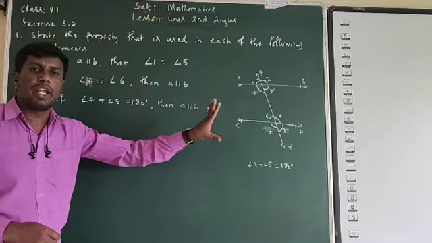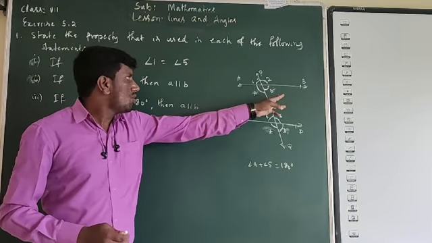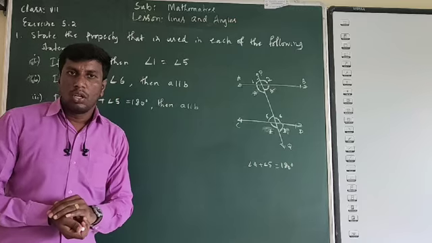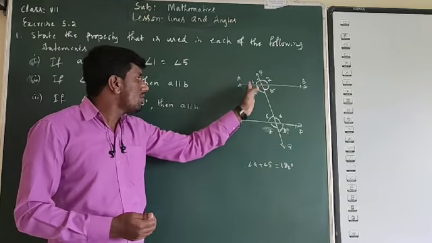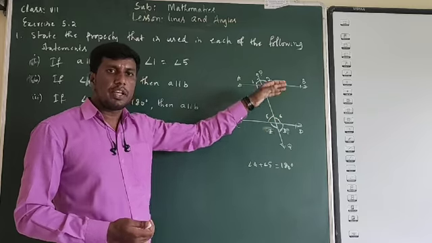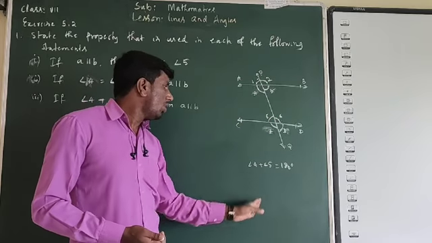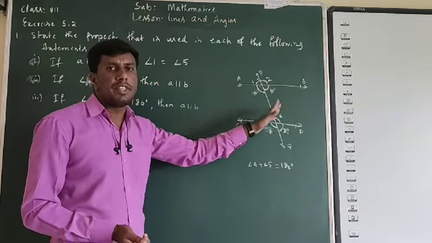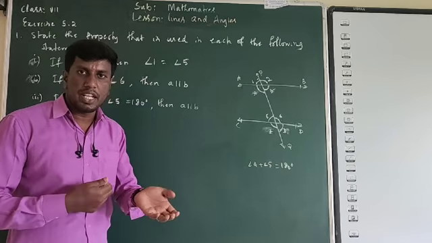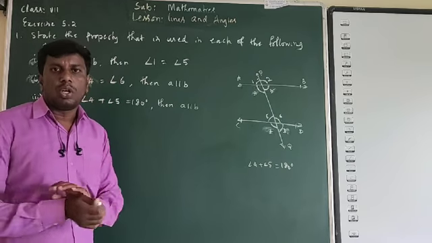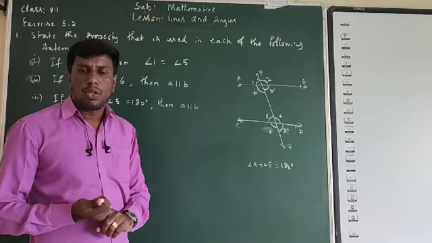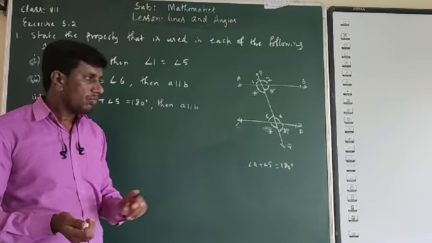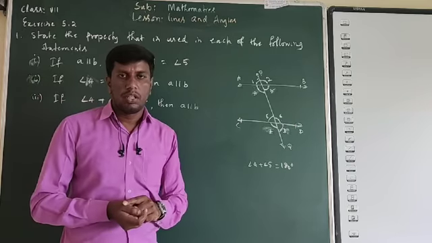I need to prove that these two lines are parallel or not by checking these angles. How to decide that? Do I need to check all the angles, and only if all three conditions are satisfied can I say that AB is parallel to CD? Is that necessary? No, not at all necessary. I need to check only one pair of these three angles.